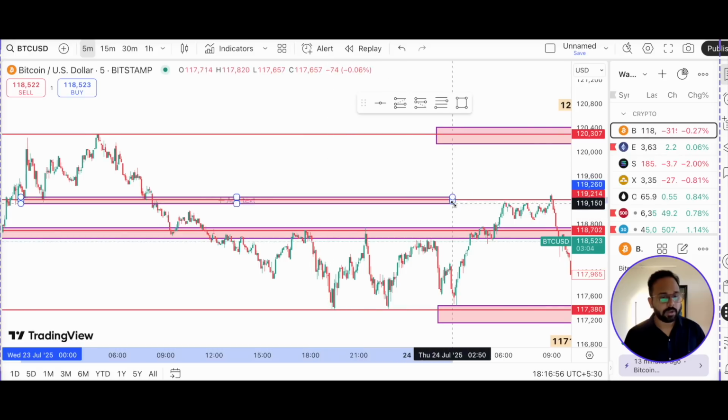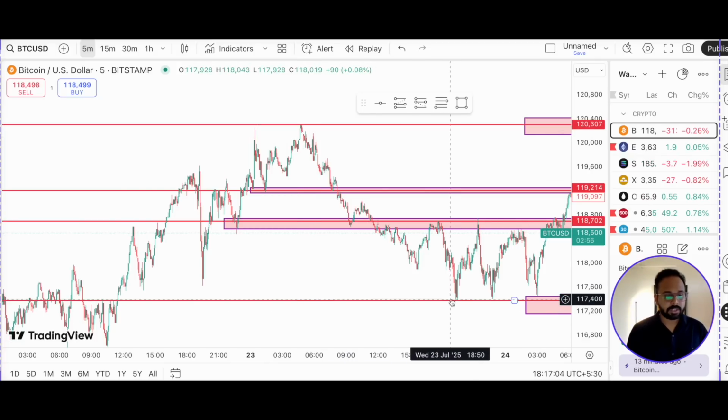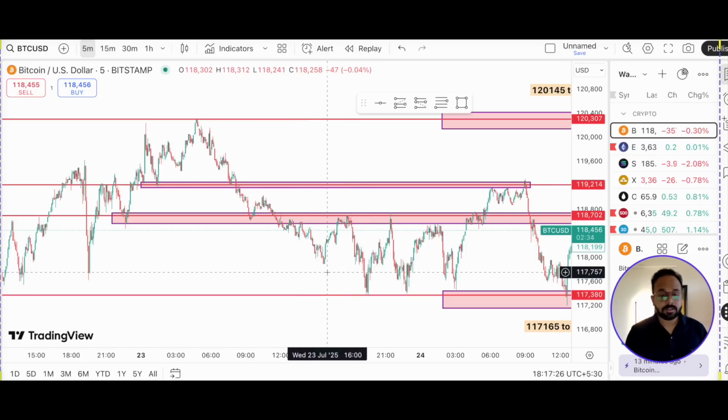Since this is 1 day before data, this zone also we will identify and mark it on the chart. What all did we do again? Previous day high we marked, previous day low we marked. We marked the area where support started becoming resistance, and the area where previously resistance can act as support. Those levels we have marked.